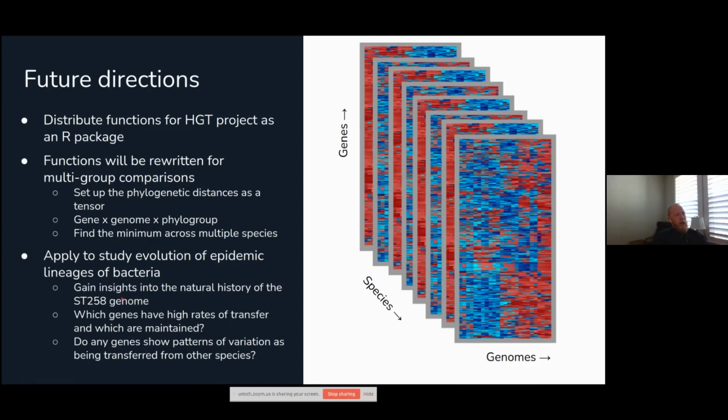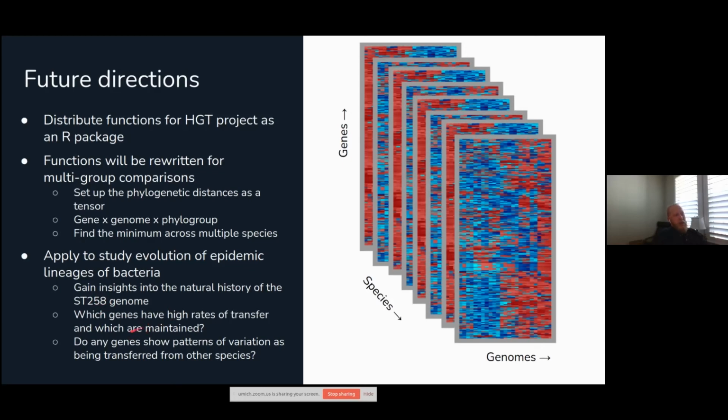And ultimately, I'd like to apply this to study the natural history of epidemic lineages of bacteria. Specifically, we're interested in Klebsiella pneumoniae ST258, which was first identified in the 90s and has since spread across the globe and is strongly associated with antibiotic resistance and morbidity and mortality globally.